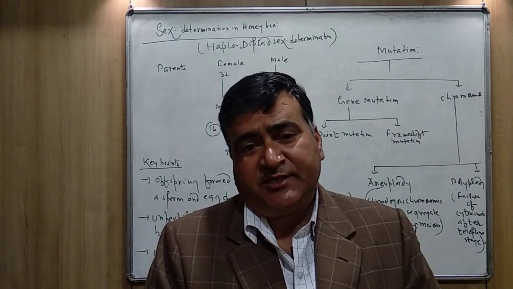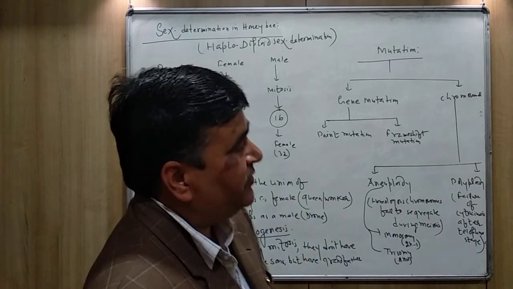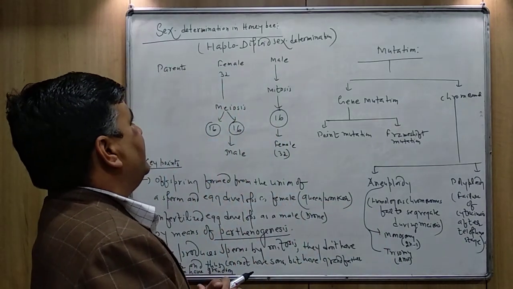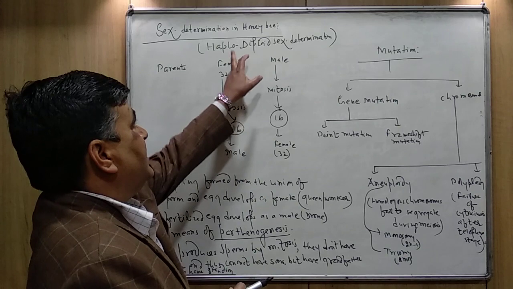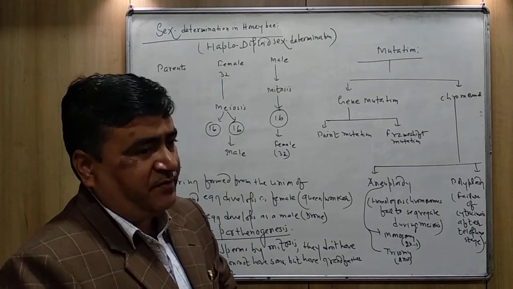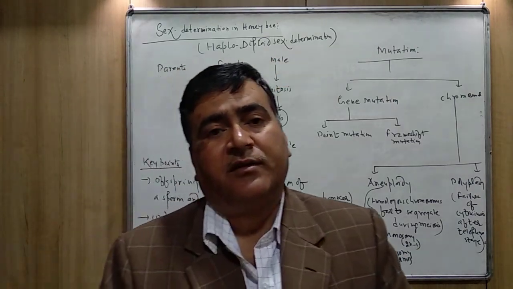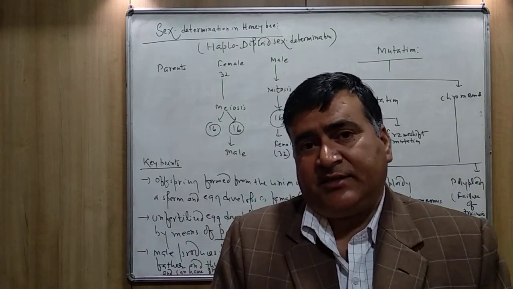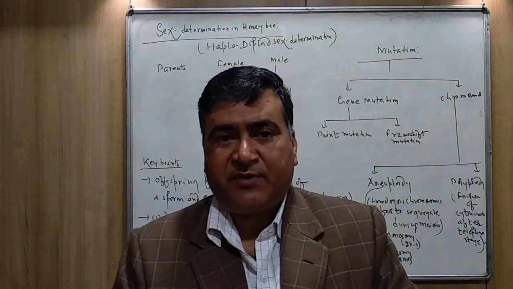The sex determination in honeybees is also known as haplodiploid sex determination. Let us see how the sex is being determined.